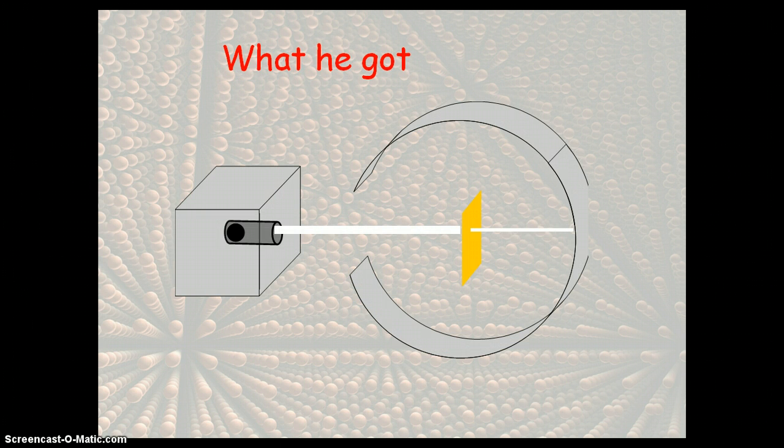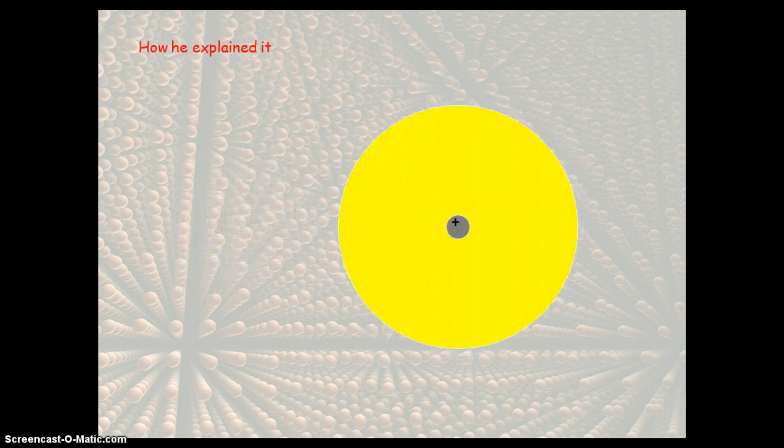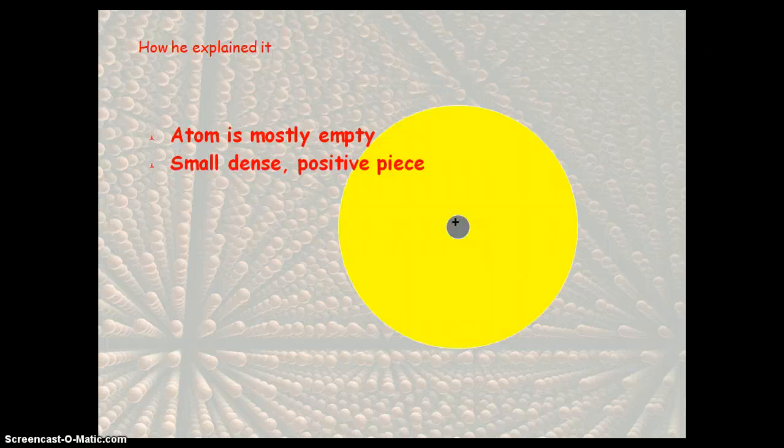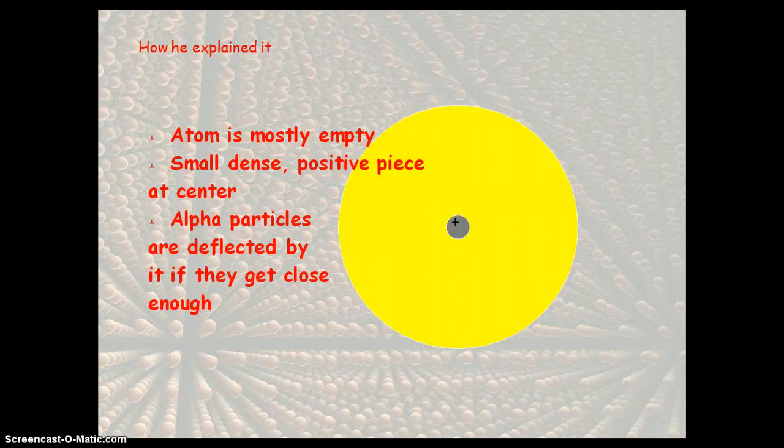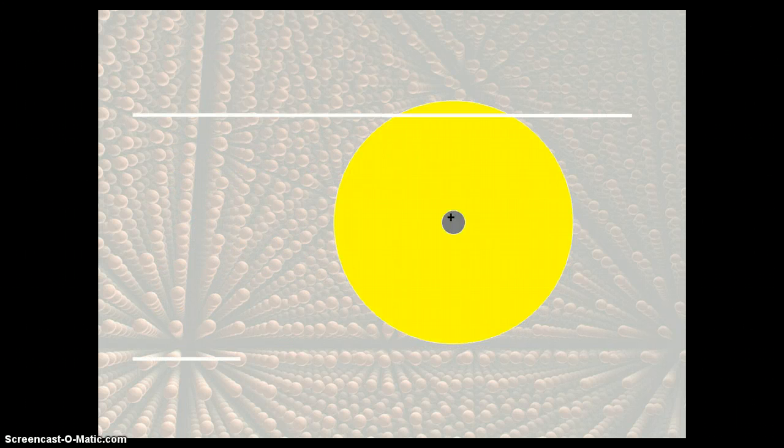Now, when he actually did this, what he saw was that some went through and some were deflected into these odd patterns around the atom. He thought, that means there must be something in the center, like the nucleus. So he thought the atom is mostly empty. That's why we see most of them going straight through. But in the center, there's got to be this small, very dense, positive piece that's deflecting some of these alpha rays. And if the alpha rays get close enough, we see that they're deflected onto the fluorescent screen.